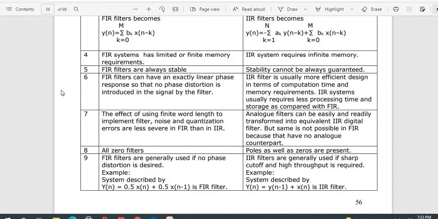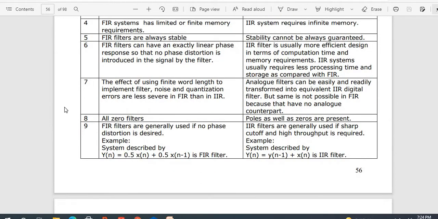When we compare with the FIR filters, IIR requires fewer computations, so the processing time is less. Whereas in FIR filters, more computations are required, and that's the reason for this kind of comparison. The requirement of processing time is less in IIR filtration when compared to FIR filtration. Next part, the 7th point.